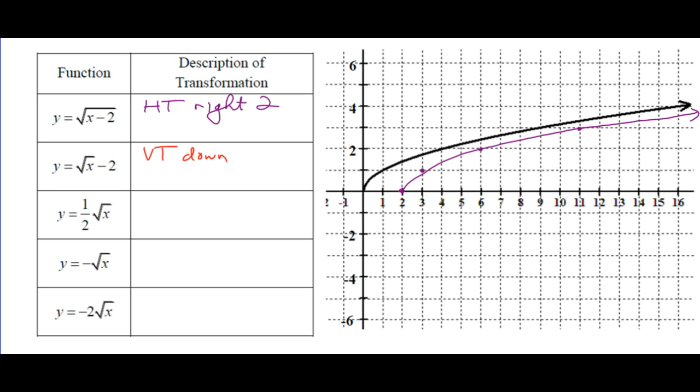Down 2. All right, so all we do, you're going to do a lot of this next year. You're going to start with a graph, so just take the point and do what the transformation tells you to. So here's the point. Move down 2. 1, 1, go down 2. 4, 2, go down 2. 9, 3, go down 2. 16, 4, go down 2.